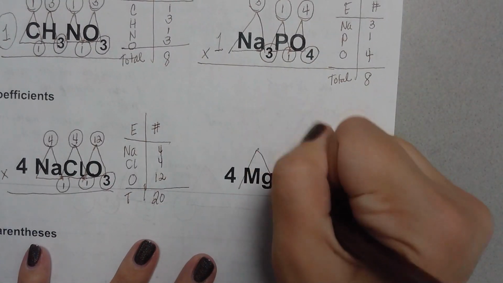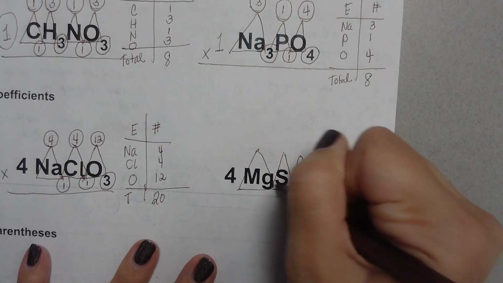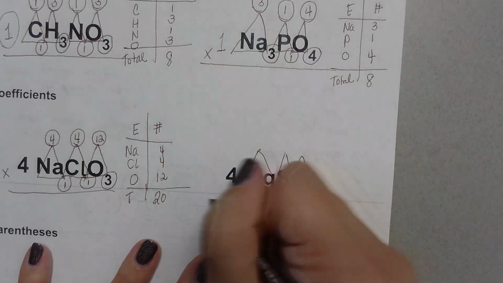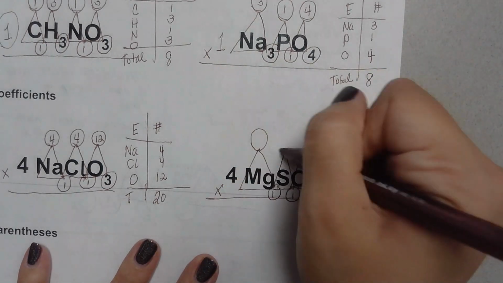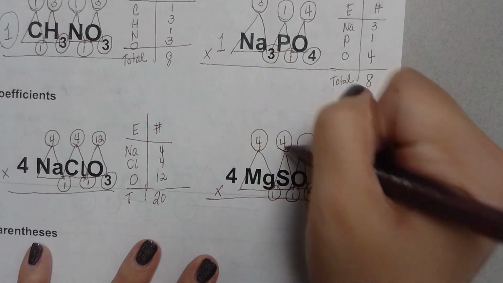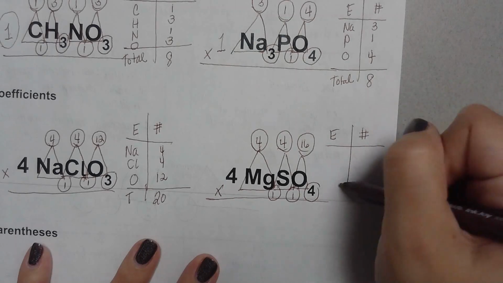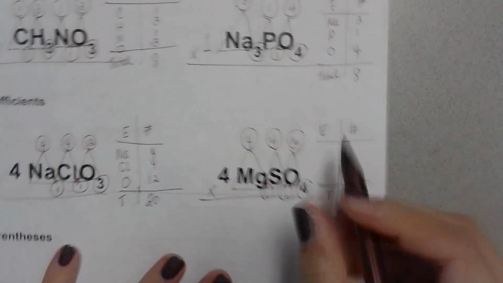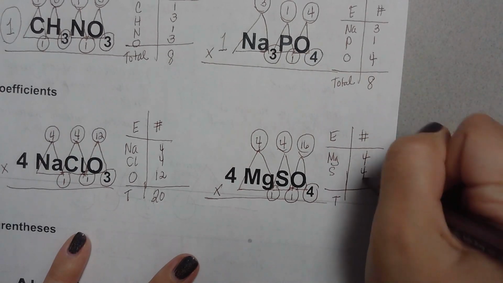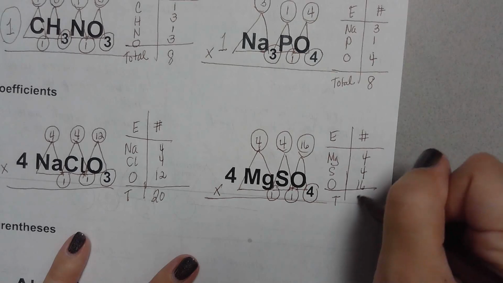So same process over here. Draw your triangle around all of your elements. Circle your subscripts, write in your ones. Line, multiply. So 4 times 1 is 4. 4 times 1 is 4. 4 times 4 is 16. So we had 4 Mg's, 4 S's, 16 O's. That's going to give us 24.